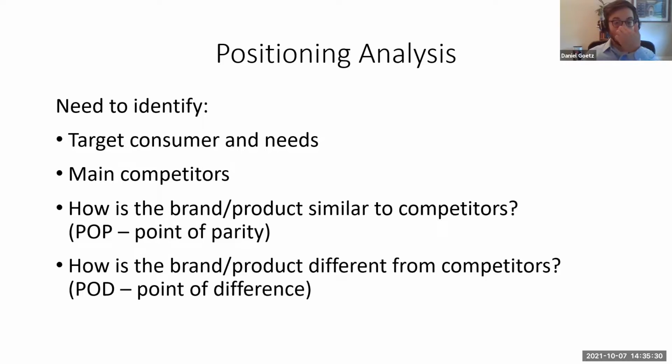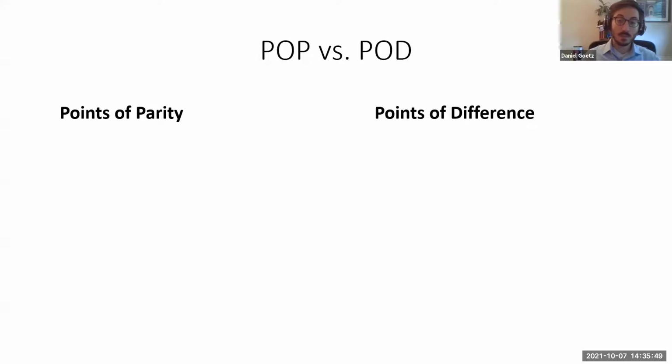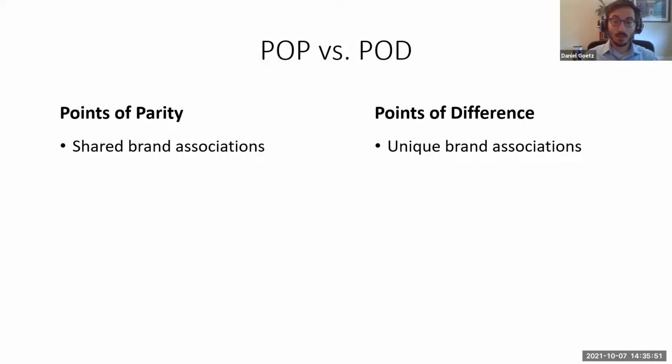Then you also have a point of difference. How is the brand or product different from your competitors? What do you do that goes above and beyond, or offers a special secondary benefit to your chosen segment? A point of parity typically involves shared brand associations: what do all of these different brands do that's the same? Whereas points of difference involve unique brand associations.